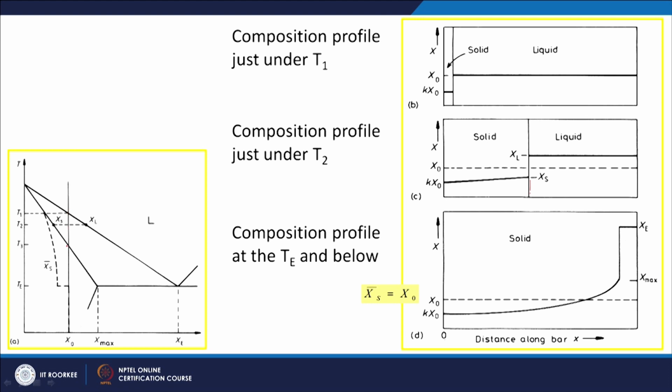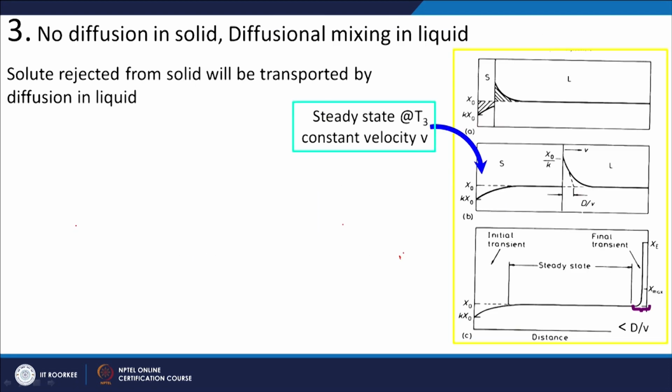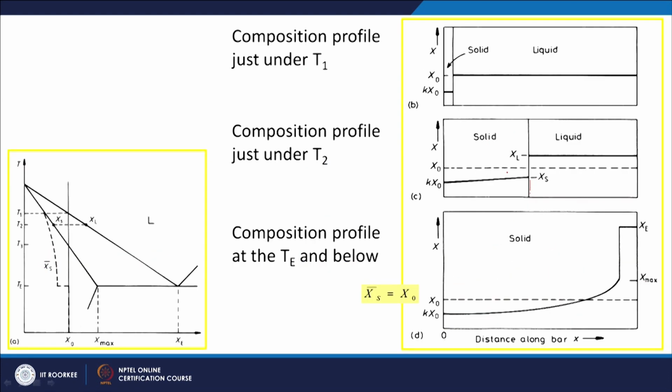So, from here to here it will be a non-steady state condition. When the system reaches a temperature T3, you will reach the steady state condition. So, this will be an initial transient, okay, where the composition in the solid is increasing from k x naught to the composition x naught, which you can see from here. So, now my solid is forming at the composition of x naught.